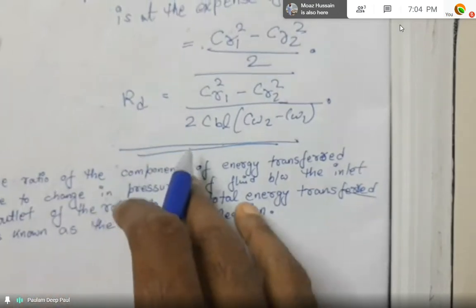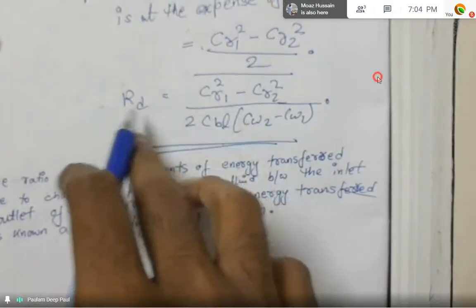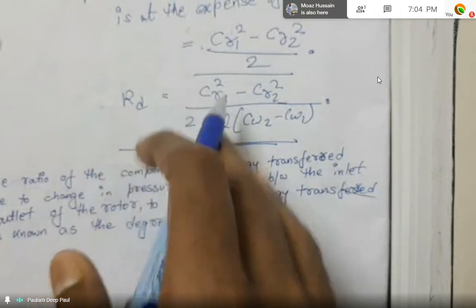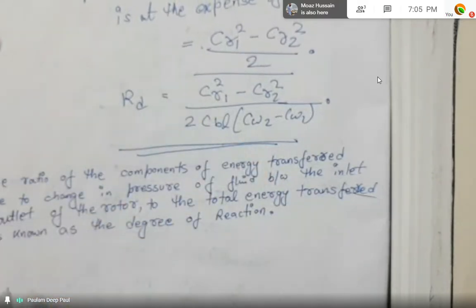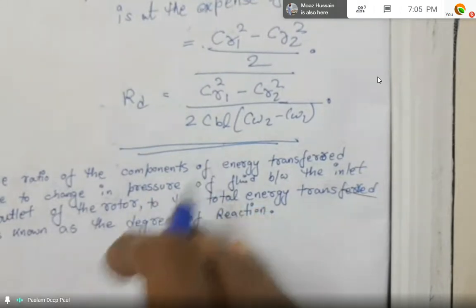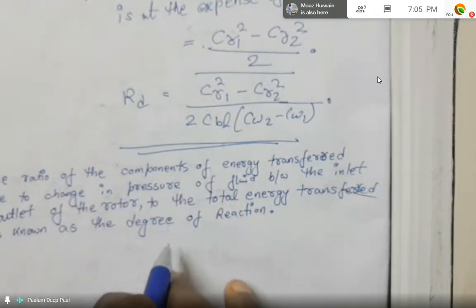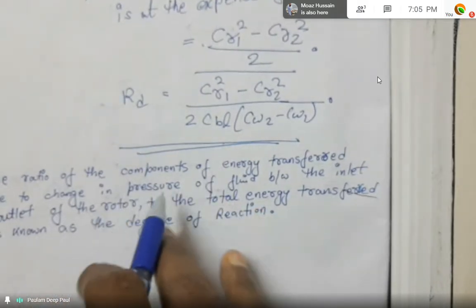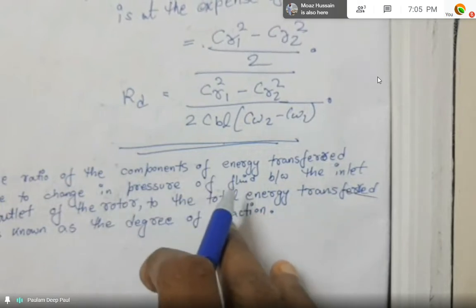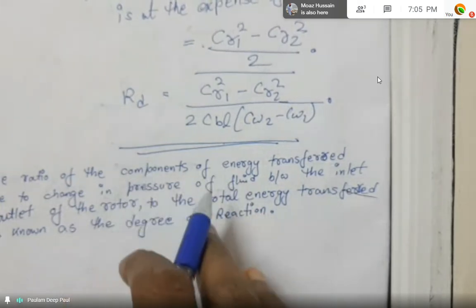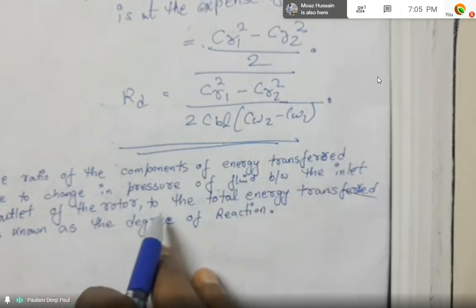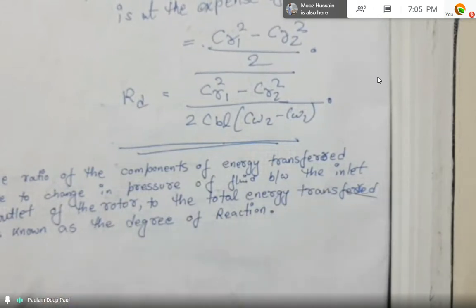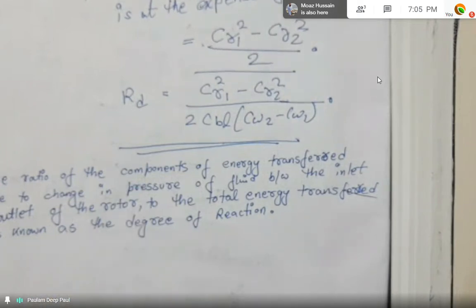So as you can see, I have already written the degree of reaction as I was telling you. There is another way of expressing the degree of reaction for axial compressors: the ratio of the component of energy transferred due to the change in pressure of the fluid between the inlet and the outlet of the rotor to the total energy transferred is known as the degree of reaction.